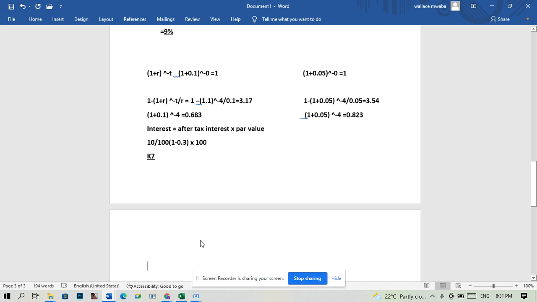Okay, so the formula is WACC equals VE over VE plus VD, okay, times KE, right, plus VD over VE plus VD times KD (1 minus T). All right.